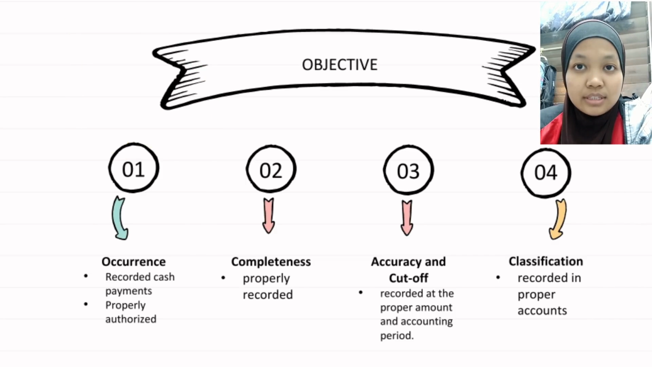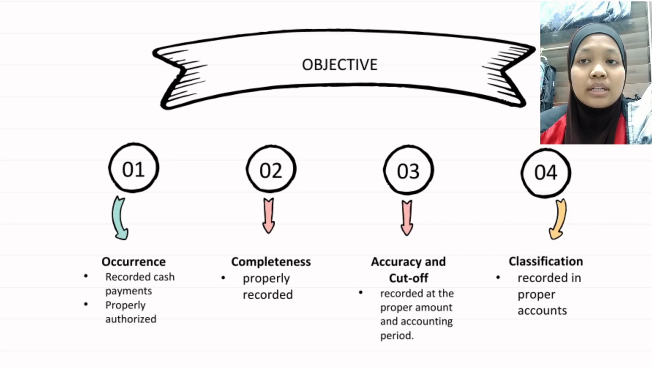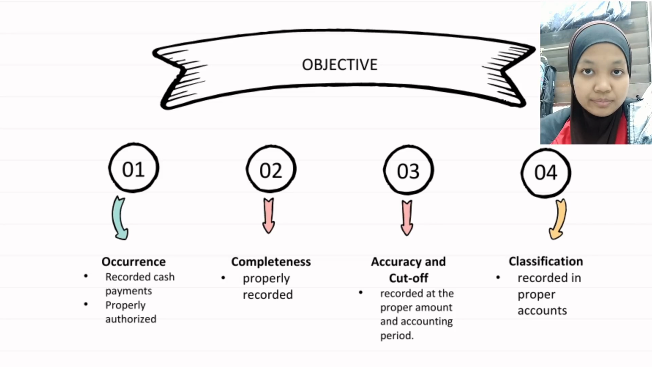Next is completeness. All cash payments are properly recorded. Kita akan rekod segala butiran kita daripada start kita mula berurusan dengan supplier kita sampai habislah, means dengan sempurna, dengan lengkapnya. Thirdly, accuracy and cut-off. Cash payments are recorded at the proper amount in the proper accounting period. Lastly, classification. All cash payments are recorded in proper accounts.